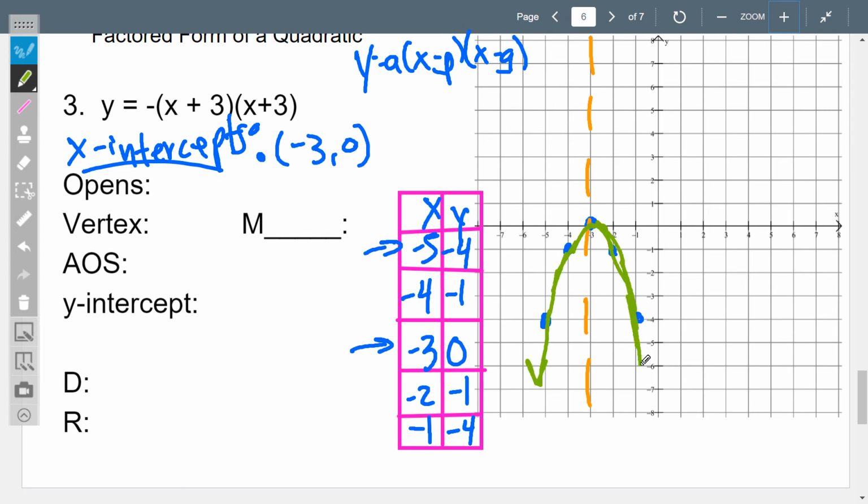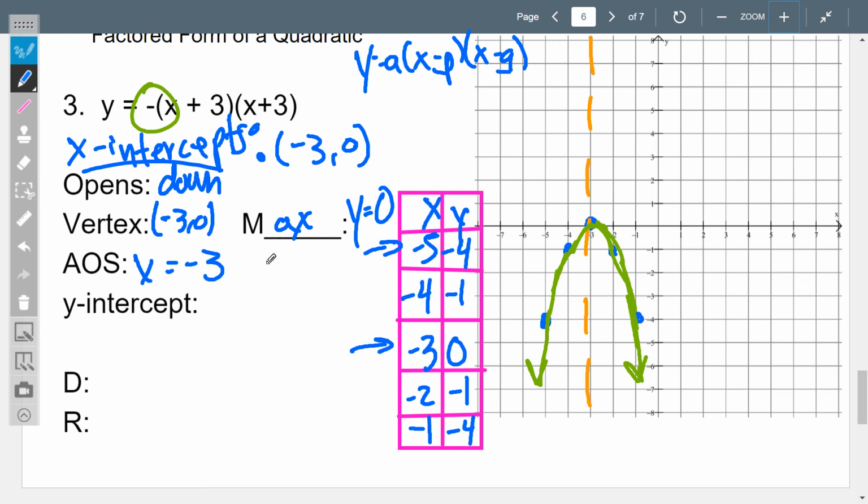You can tell that it was supposed to be upside down because of the negative sign in front of the problem. That negative sign is going to flip it over, which means it opens down, the vertex being -3, 0, which in this case is a maximum point because it's the top of the graph, the maximum being 0. It's as high up as it goes. The axis of symmetry would be at x equals -3. That's the equation of the vertical line.